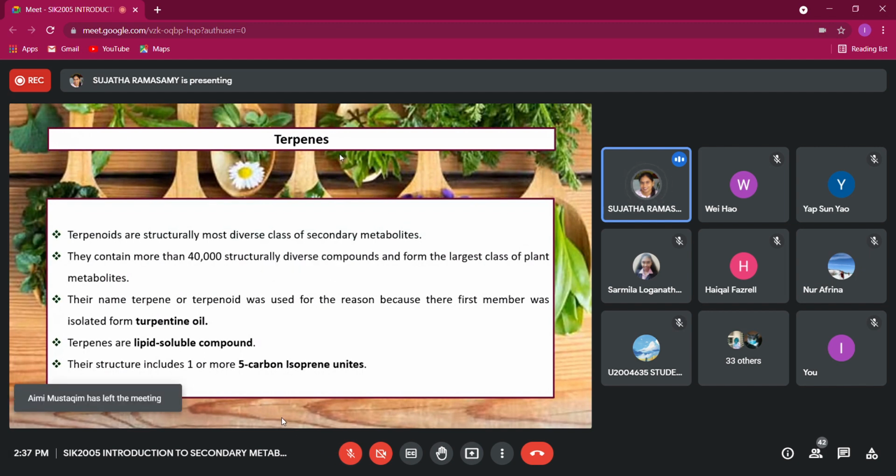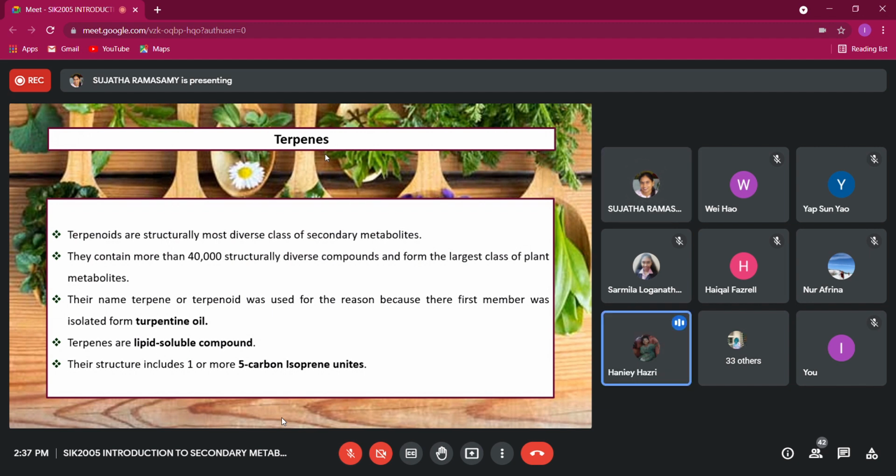Have you heard of it? If you took Level 1 practical, you must have heard of it. If you are in my class. Anyone want to share if you know anything about turpentine oil? Made of resin. Yes. I just know that.